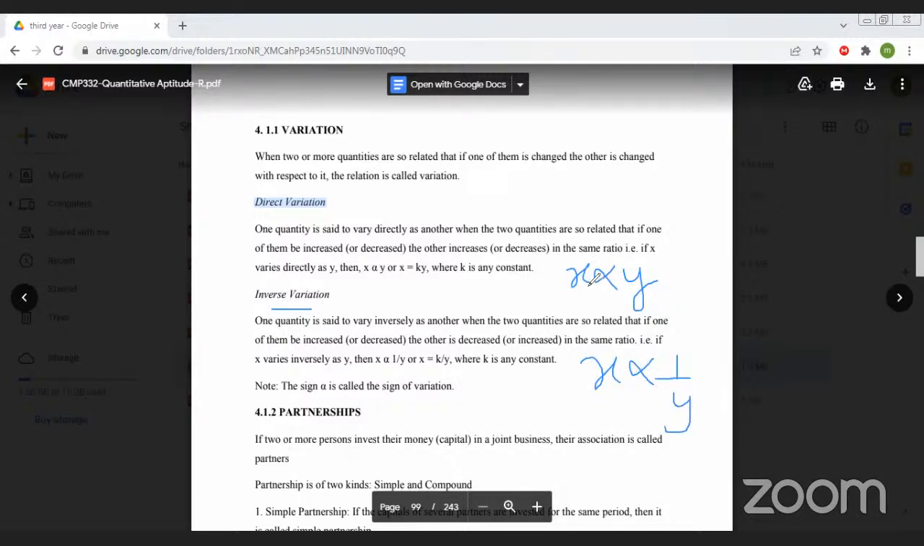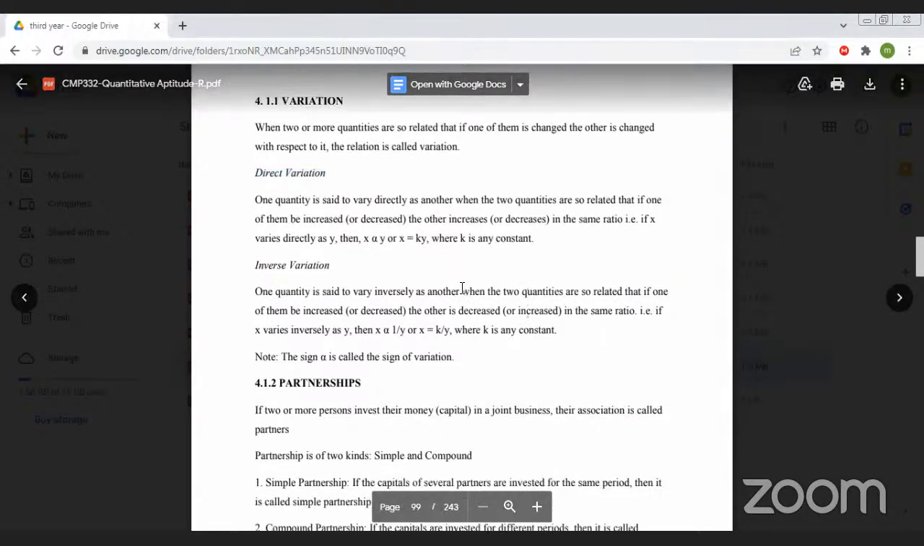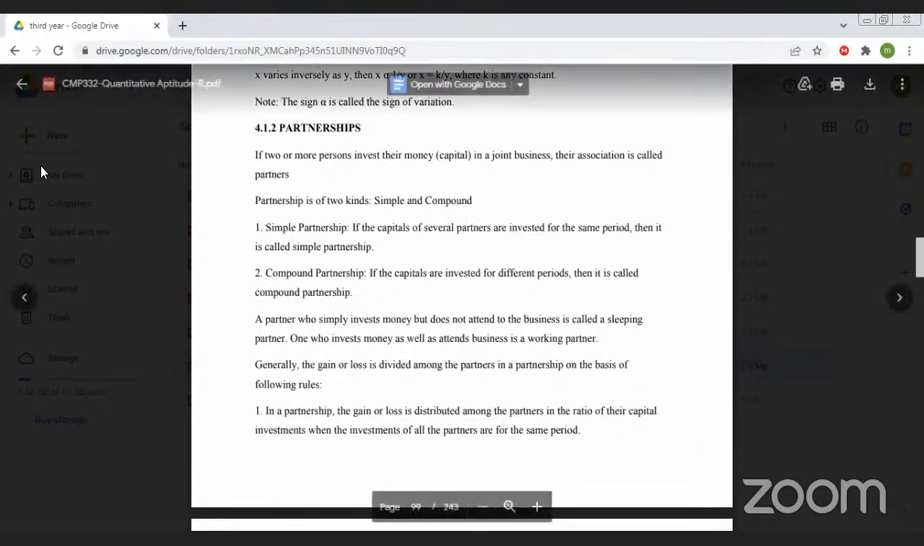See the difference. Here if x increases, y also increases. If x decreases, y also decreases. But here if x increases, y decreases. If x decreases, y increases. And here a constant is introduced then.